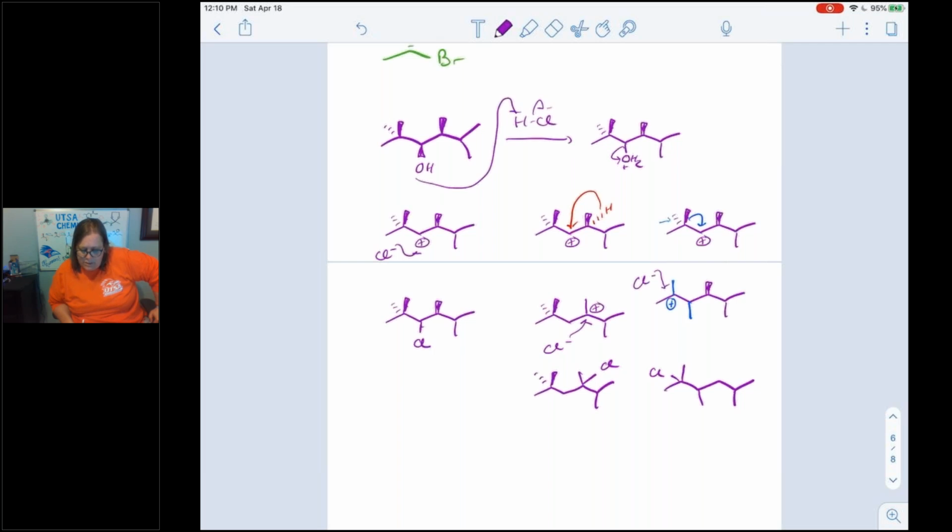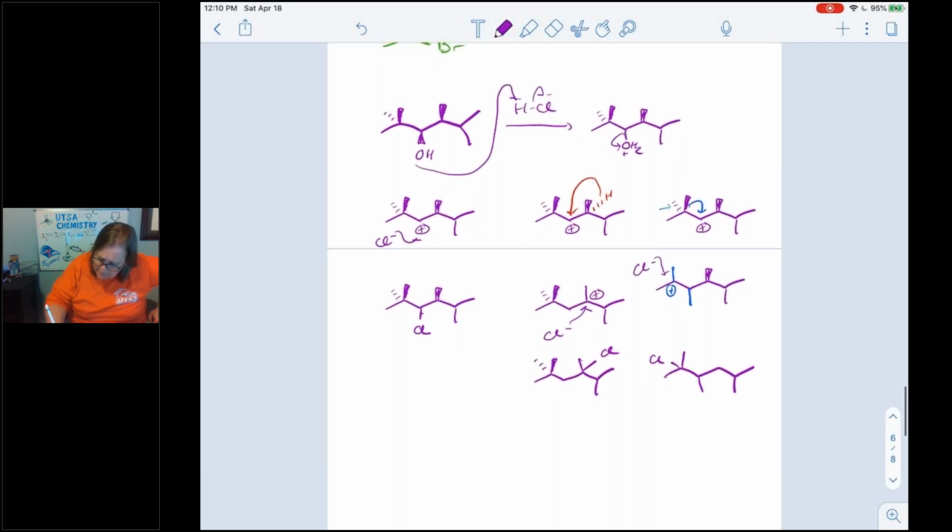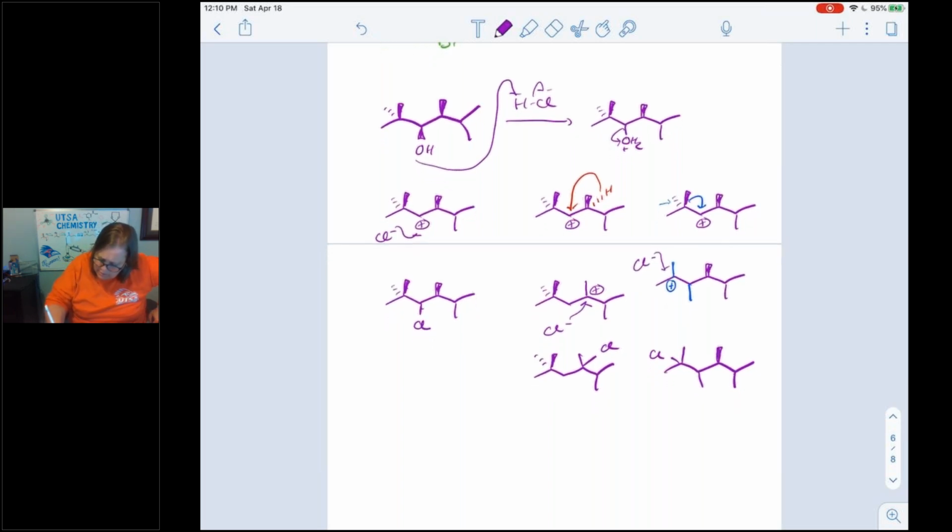Okay, so questions about this? Is there a wedge missing? Thank you very much. I did miss that wedge. Should have stuck to the cut and paste. All right. Any more questions about this?